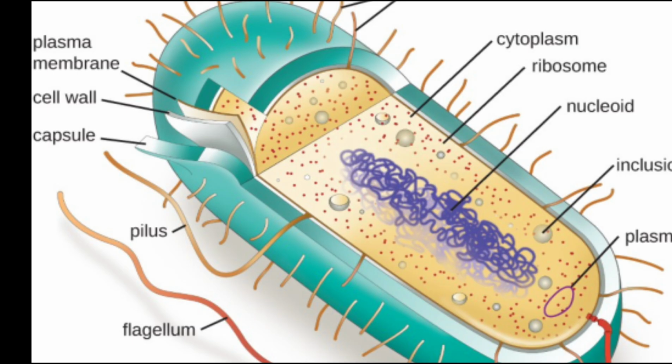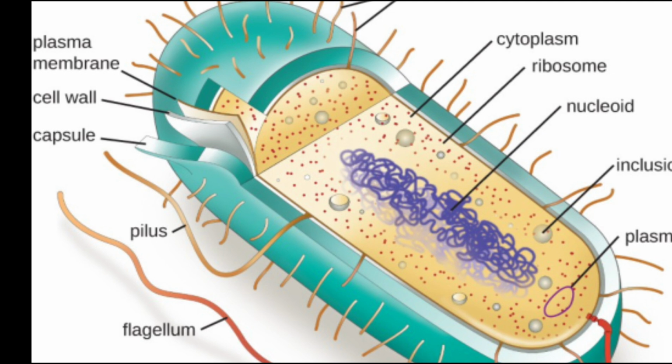Fimbriae, in prokaryotes only. The structure is a hair-like structure on the surface of the prokaryotic cell. The pili facilitate DNA transfer between bacteria, called conjugation, and fimbriae aid in adhesion to surfaces. These structures collectively maintain the cell's integrity, facilitating its function and allowing interaction with its environment.